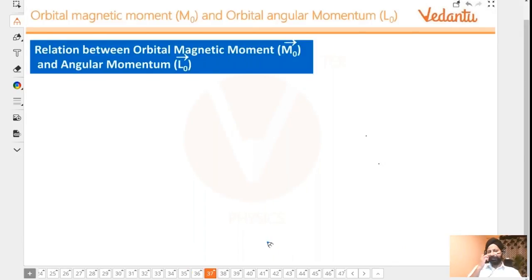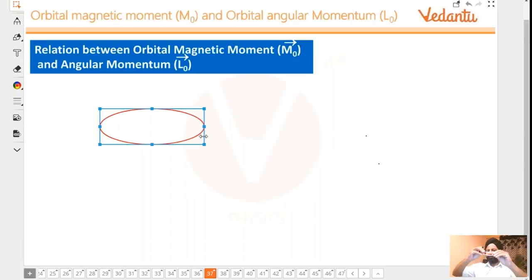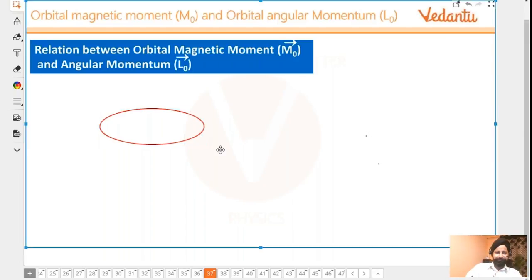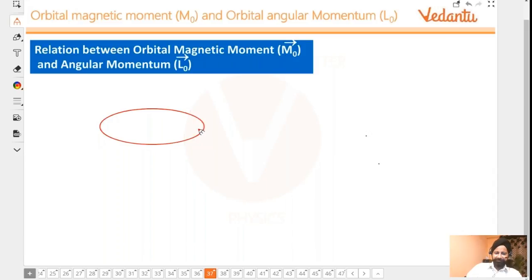So let's find the relation between orbital magnetic moment and the angular momentum. There are like 10 slides here, I would rather do it in one slide. That way you have a summary of everything. Same thing, I'm showing it tilted so that you can see what's going on here. Let's say the electron is going anti-clockwise in this, right? If you look here, it's going anti-clockwise.